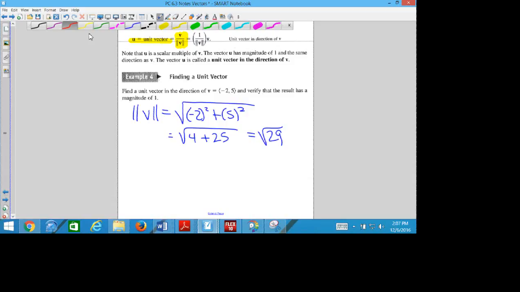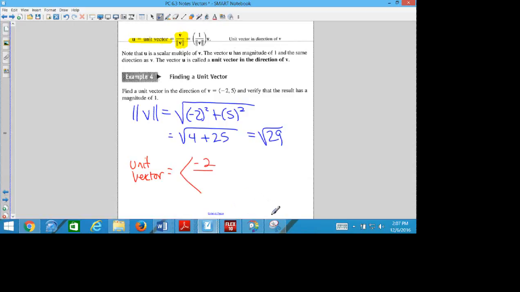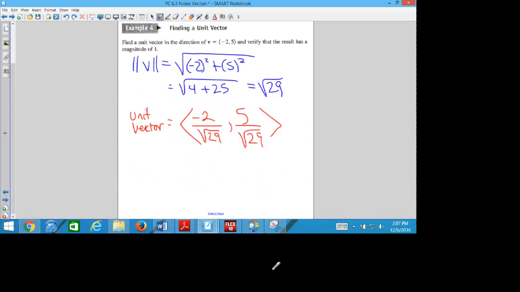Then we have to take the original component form and divide it by the magnitude. So our new component form would be negative 2 over radical 29, comma 5 over radical 29. I don't think the book did.